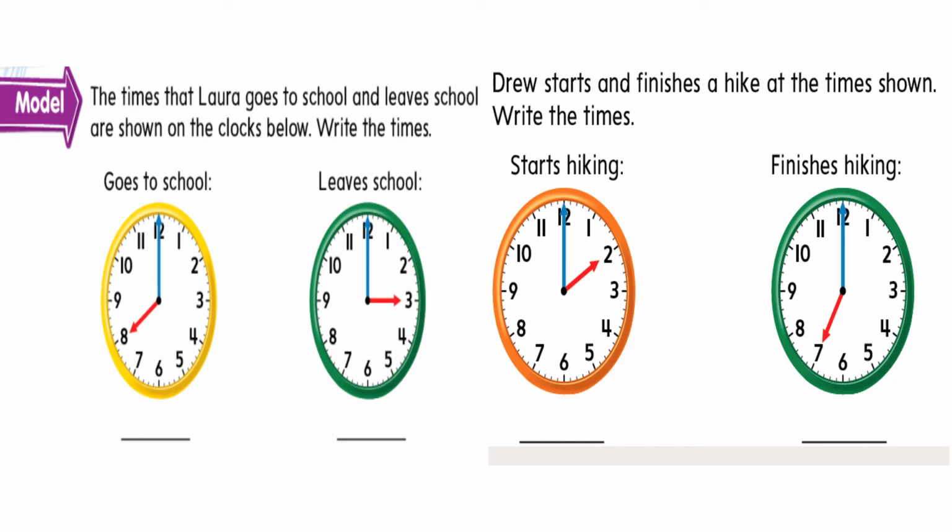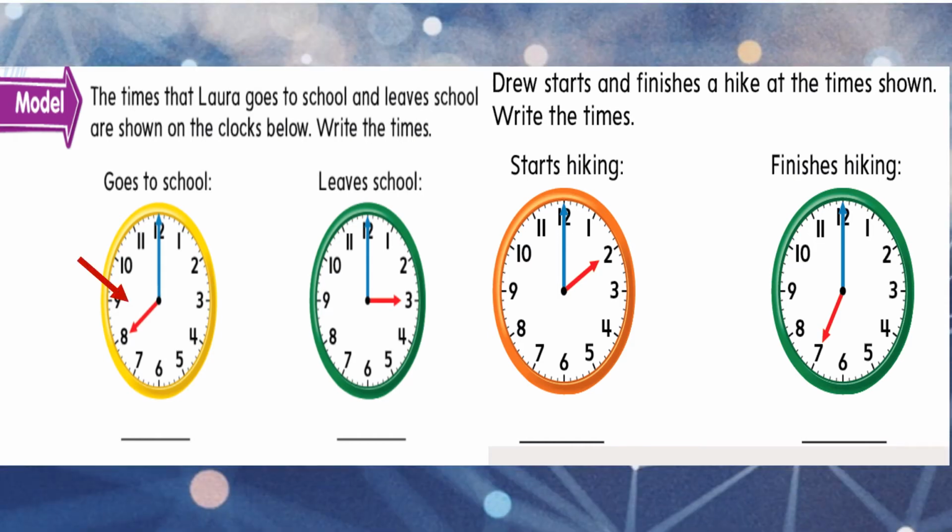So what time does Laura go to school? Look at the hour hand. It points at 8. And the minute hand points at 12. So what time is it? Very good. And what time does Laura leave the school? Look at the hour hand. It points at 3. And the minute hand points at 12. So what time is it? That's correct. It's 3 o'clock.